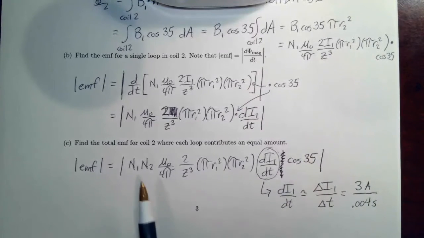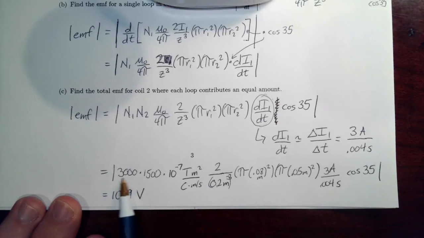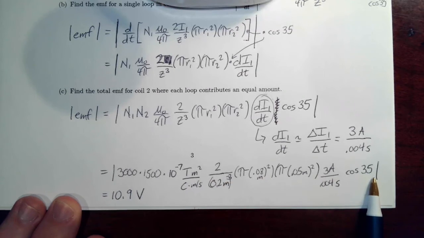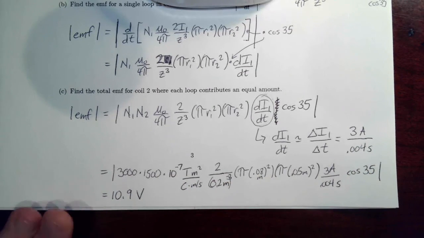Okay, so we have all these numbers. Let's plug them in and see what we get. All right, so we end up with this formula when all the numbers are plugged in, and I put that into a calculator and ended up with 10.9 volts.